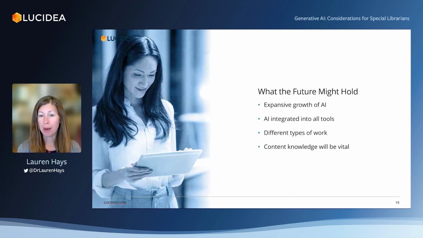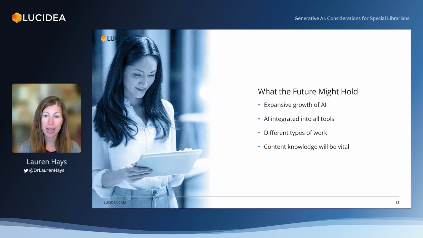And then I want to wrap up by looking at what the future might hold. I expect there to be expansive growth of AI. I think it's just going to continue to grow. I just finished reading Co-Intelligence by Ethan Mollick, and he specifically said, always think about the AI tool that you're using as the worst AI tool you will ever use, meaning that it's only going to get better day after day. So what I'm using today is going to be worse than what I'm using tomorrow.